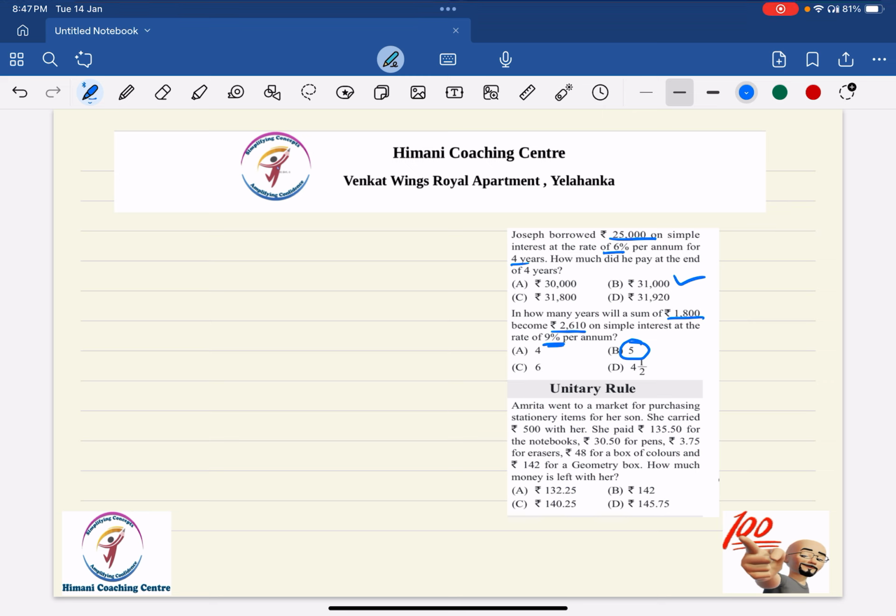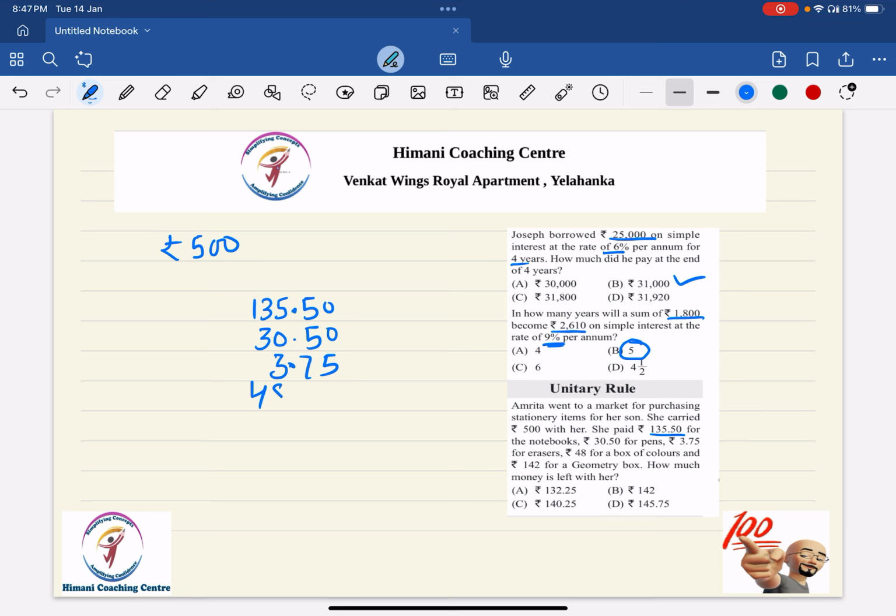Now let us go to the next question. It says Amrita went to a market for purchasing stationery items for her son. She carried 500 rupees with her. Now she has paid 135.50 for notebooks. Let us write that down. 135.50 for notebooks, 30 rupees 50 paisa for pens, 3 rupees 75 paisa for erasers, and 48 for a box of colors.